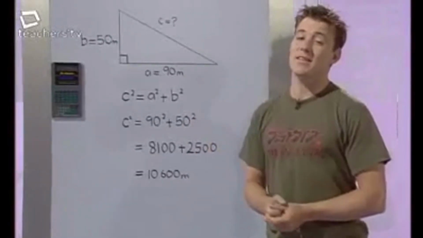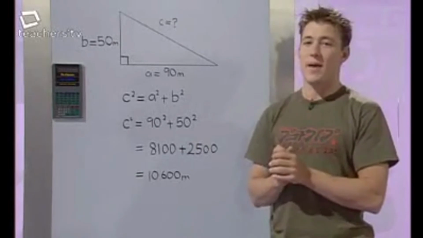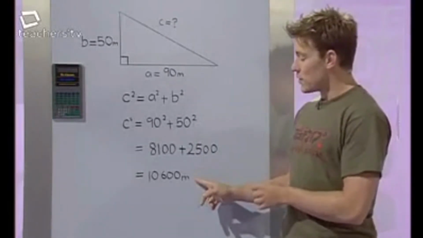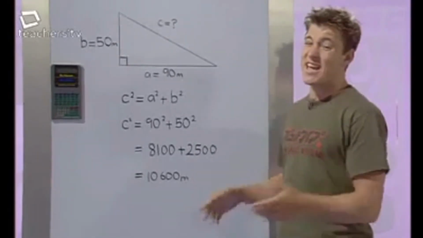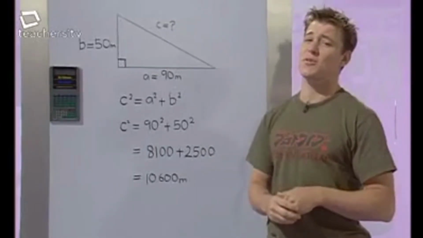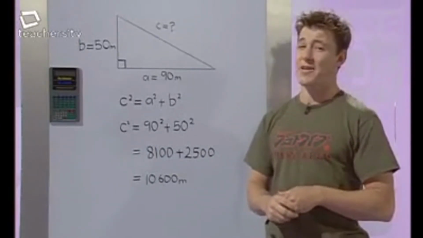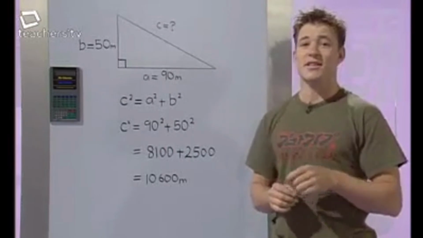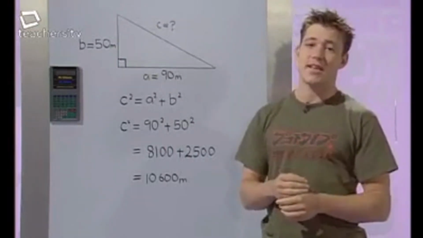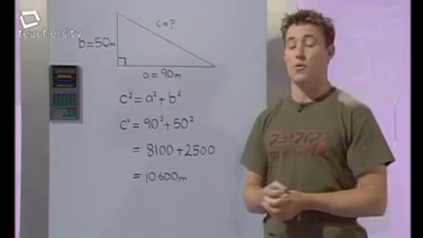OK, I'll own up, I made the mistake. I missed out the final step and didn't take the square root of 10,600. It's obvious, really. 10,600 metres of rope is a long bit of rope. To find c, you need to add a squared and b squared together and then find the square root.